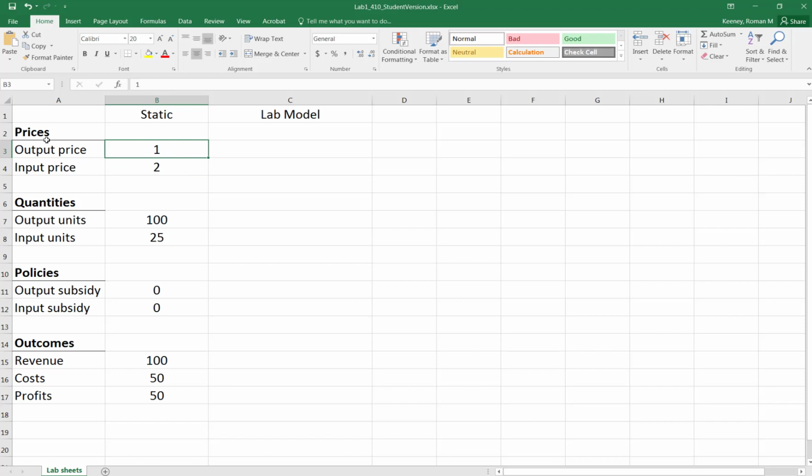So I've got some sections here: prices, quantities, policies, and then outcomes. The prices are going to be fixed, right? So whatever we start with here, they should stay. And so you can see I've just typed in numbers for the assumption. So the output price is going to be 1, the input price is going to be 2. For the quantities, if you read through the lab handout, I said there were 25 units of input and 100 units of output.